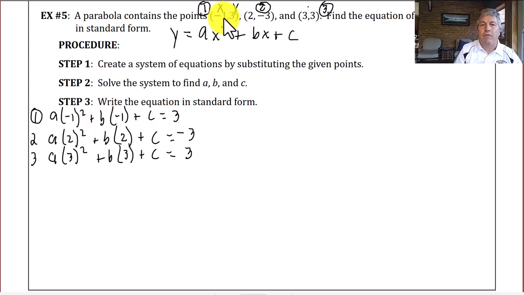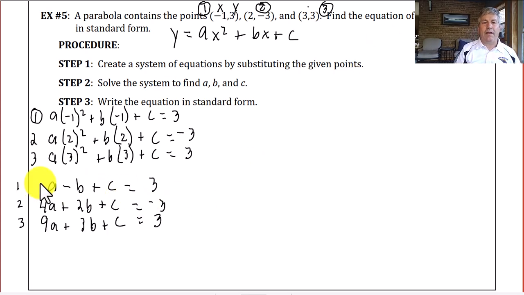So we have 3 points, so we end up with 3 equations. So I'm substituting from point 1, I'm substituting -1 in for x and 3 in for y. So I get a times -1 squared plus b times -1 plus c equals 3. And point 2, I get a times 2 squared plus b times 2 plus c equals -3, our y value. And the third equation, we have a times 3 squared plus b times 3 plus c equals a y value of 3.